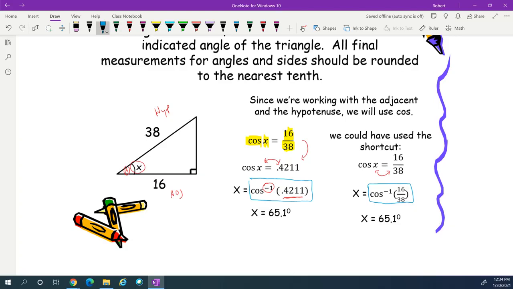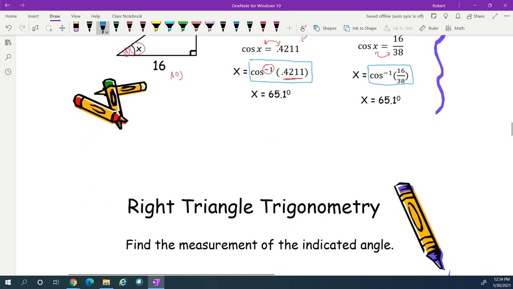So if we're looking for the angle, we're going to use inverse. If we know the angle, we're going to use the regular, right? We know the angle, we're looking for a side: sine, cosine, tangent. We know the sides, we're looking for the angle: inverse sine, inverse cosine, inverse tangent. Let's look at a few examples.